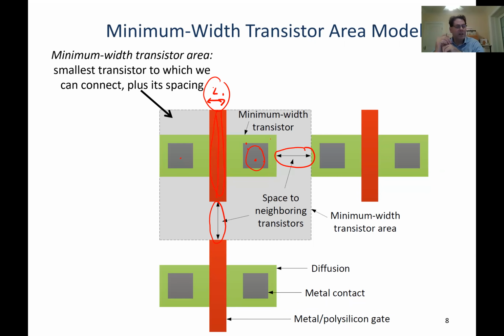So usually you make everything you can the smallest L, because it gives you higher drive strength and it saves area. So it's a nice win. This L is what normally defines the process technology. So in a 14 nanometer process, that's what would be 14 nanometers.